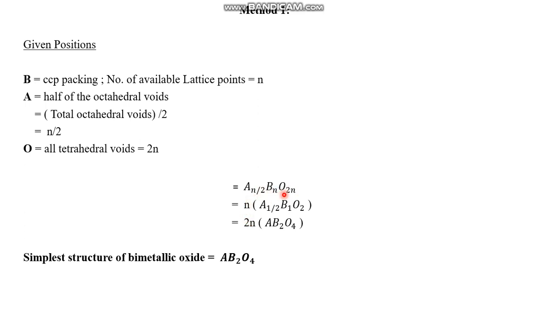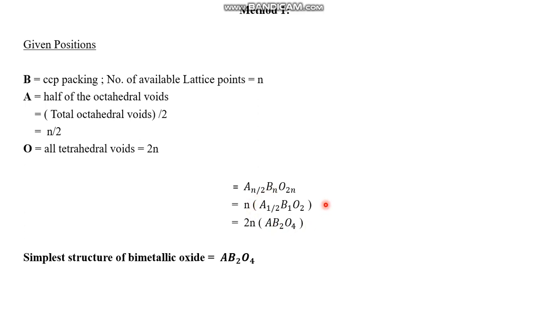So AB comes first before your oxygen. The total number of A type of atoms is n by 2, and we found just now that the total number of B type of atoms is n, and the total number of oxygen is 2n. So if we take n as common, A half B1 O2 would be the structure.